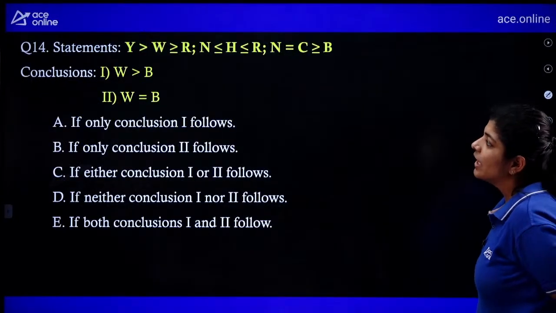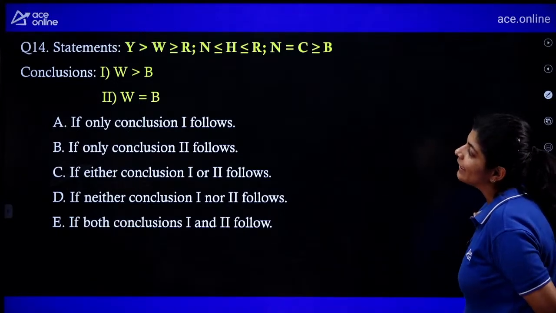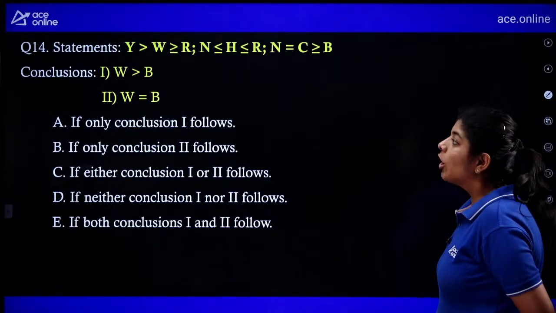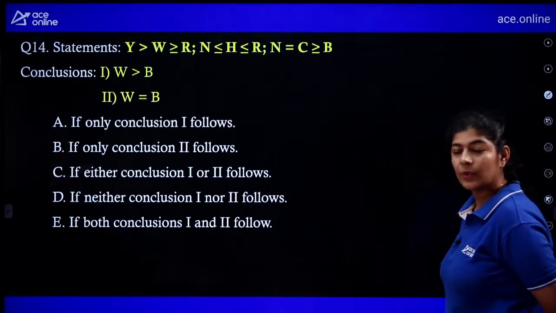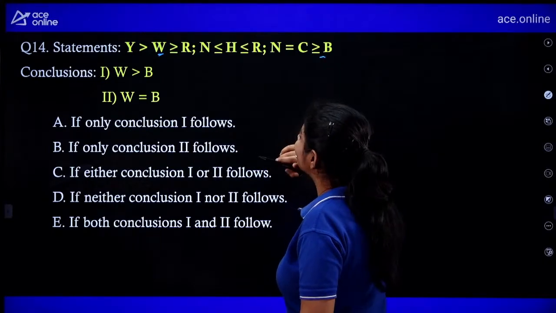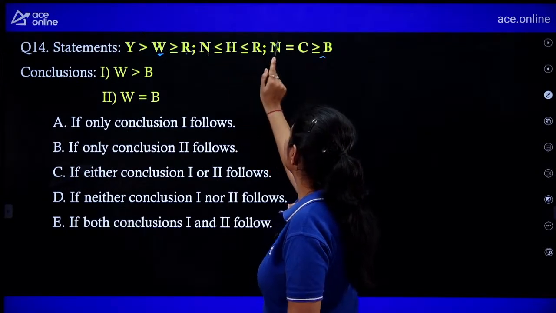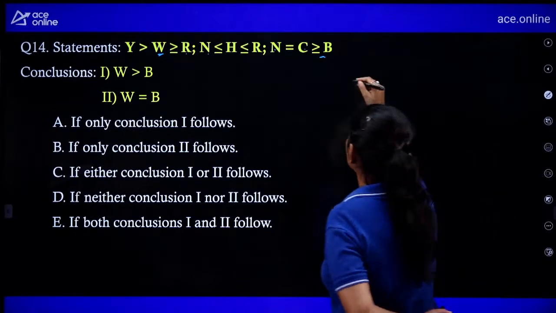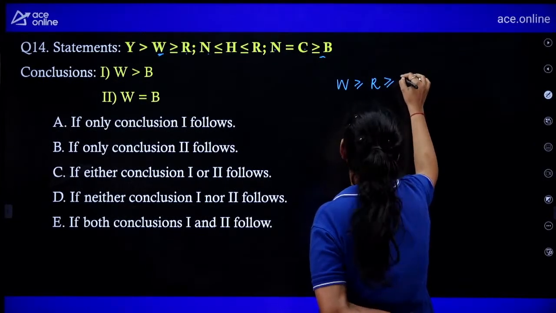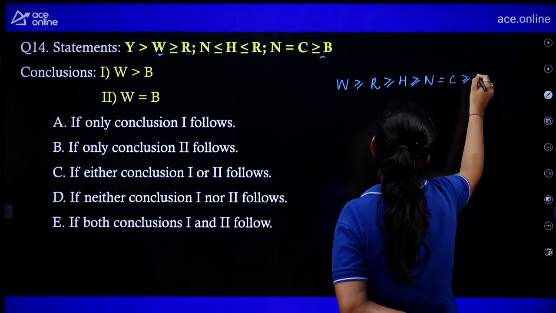Next. The next question is from the concept of inequality. The question says that we are having one statement and in that statement we are having three different ones, right? Okay. On the basis of that we need to check the conclusion. So where we are having W over here and where we are having B over here. Do we have anything common? Okay, so we need to introduce R, through R we need to introduce N, and through N we need to introduce B. Okay. W is greater than and equal to R. R is greater than and equal to H is greater than and equal to N is equals to C, and C is greater than and equal to B.